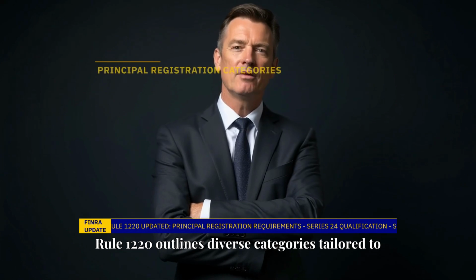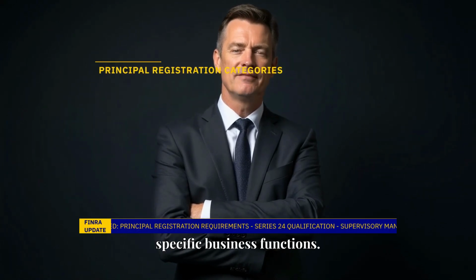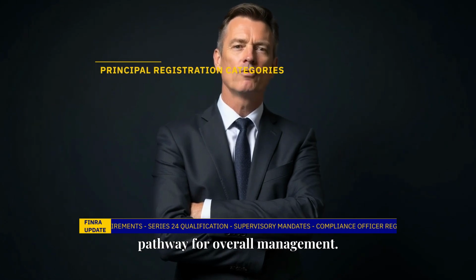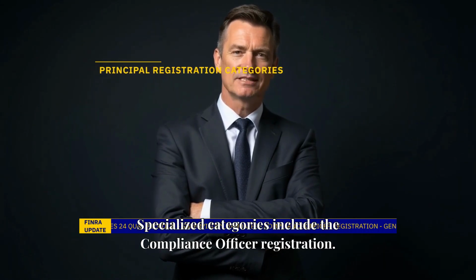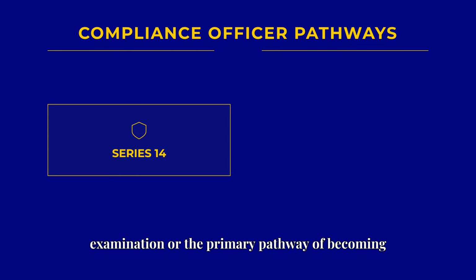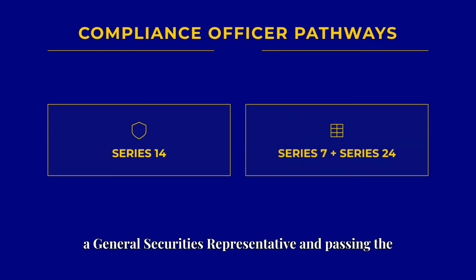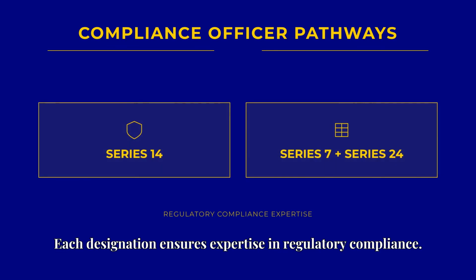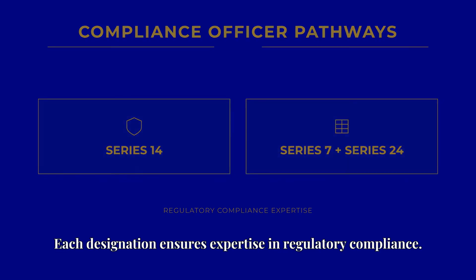Rule 1220 outlines diverse categories tailored to specific business functions. The General Securities Principal remains the standard pathway for overall management. Specialized categories include the Compliance Officer registration. This registration requires either the Series 14 examination or the primary pathway of becoming a General Securities representative and passing the General Securities Principal Series 24 exam. Each designation ensures expertise in regulatory compliance.